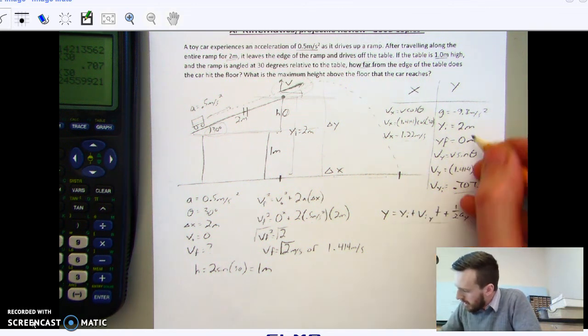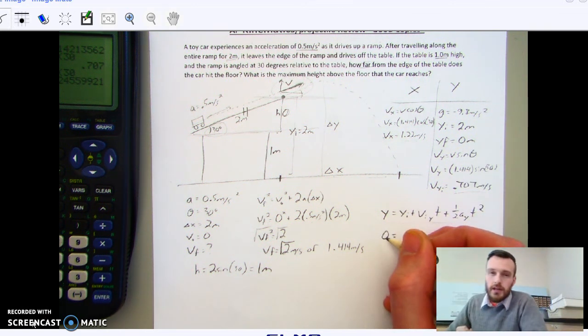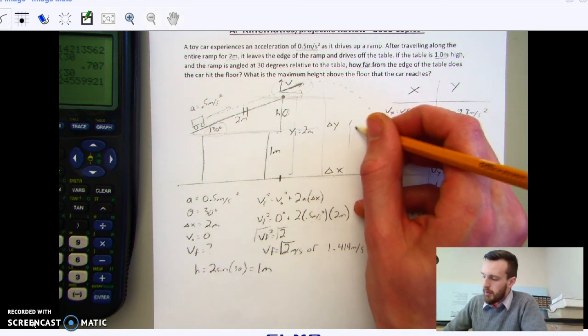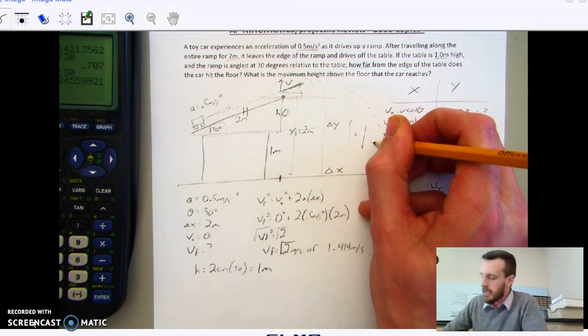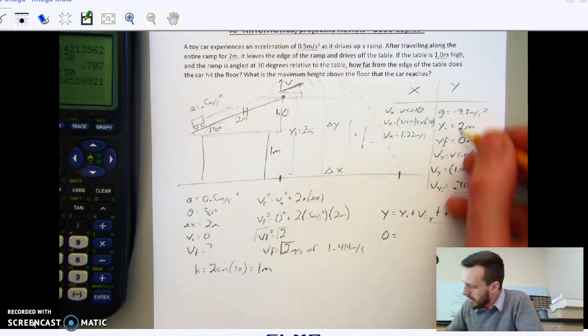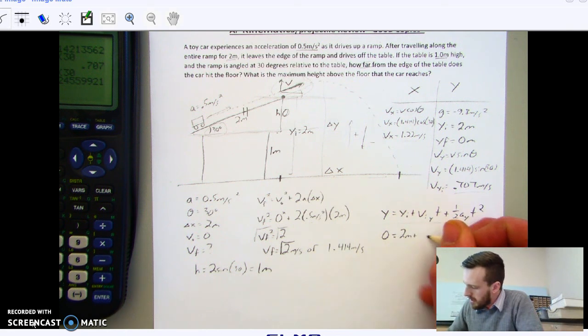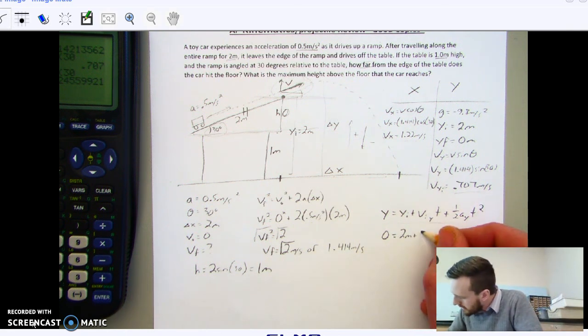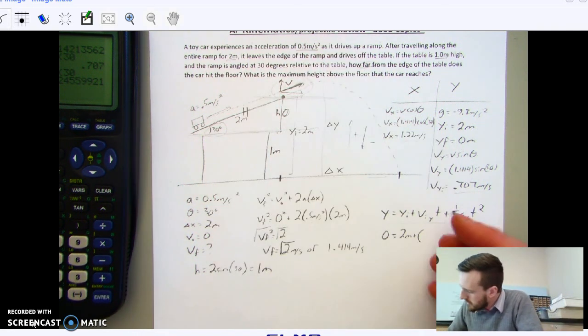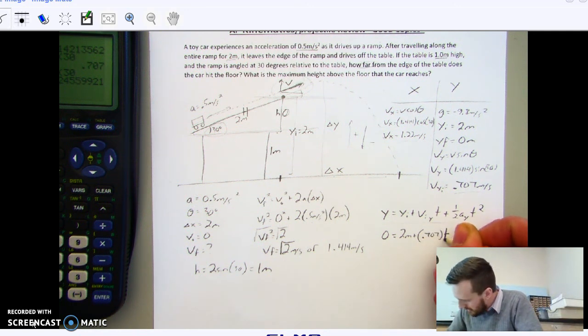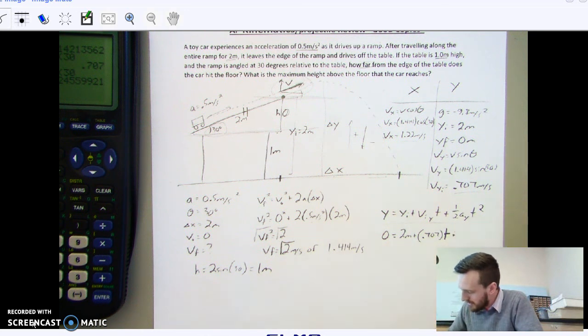Let's plug things in. Y final is 0. You have to be very careful about your coordinate system and which way is positive. We're going to assign up as positive and down as negative. The reason we need to do that is because here we got 2 meters. V initial y is in the positive direction because we're moving upwards as we leave. So that's going to be 0.707 times t. That's a t. I've got to make sure it doesn't look like a plus sign. There's a plus sign.